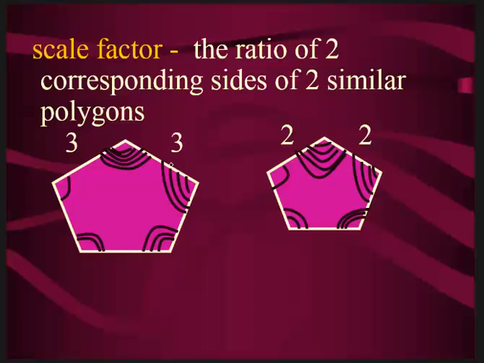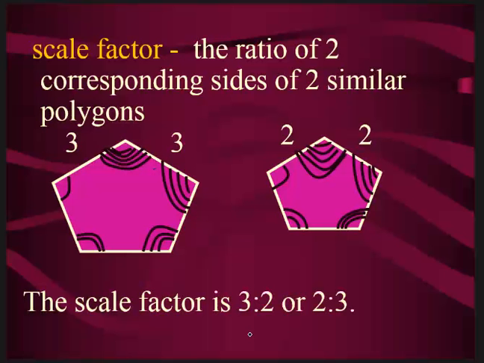Now notice I could say 3 to 2, or I could say 2 to 3. I could go either direction in my comparison. Obviously, if I'm going 3 to 2, I'm comparing the big one to the small one, so I'm getting smaller. I took a large object and made it smaller. If I go the other direction, 2 to 3, I'm taking a small object and making it bigger.